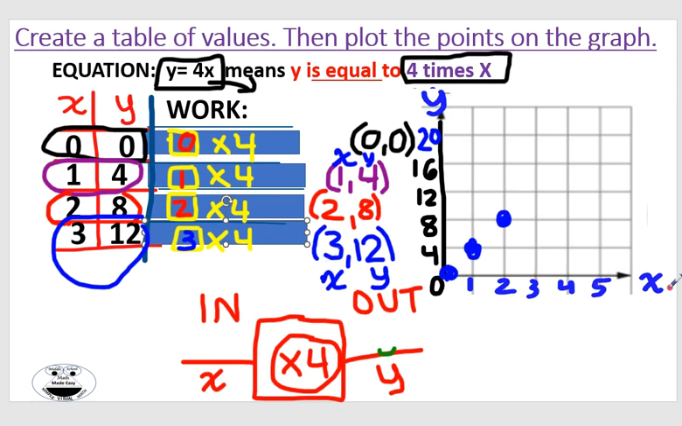X is 3, so I go to where x is 3, right here. Not on the y, because x is 3, and then I go up to 12. And this is 12. And just to double check, it's always good to check, I move over, I see 12. Yes, that's correct. And then I connect them. And this is my line that goes on and on forever. So it goes both directions. That's why I make the arrow. This is the line y equals 4x.